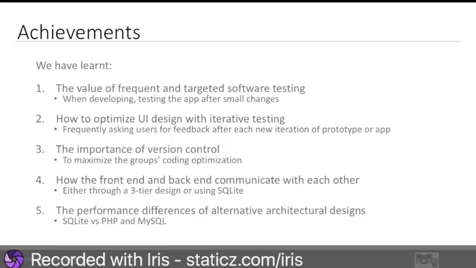So we learned a huge amount over the course of this project, and we've got our 5 main learning points on the screen here. Just to give you some concrete examples, in terms of number 1, the value of frequent and targeted software testing, we found that targeted software testing on screens of various sizes was incredibly helpful for understanding how the app was performing more generally. And then in terms of number 5, we found that the response times on our original version, the PHP and MySQL version, were very slow, and we therefore decided to migrate the entire application to a SQLite version, which really improved performance.